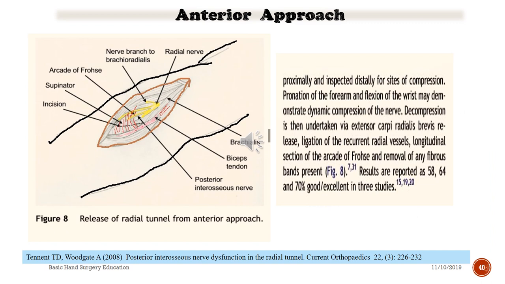Anterior approach. Identify the nerve proximally and inspect it distally for signs of compression. Pronation of the forearm and flexion of the wrist may demonstrate dynamic compression of the nerve. Decompression is then undertaken via the extensor carpi radialis brevis release, ligation of recurrent radial vessels, lobular section of the arcade of Frohse, and removal of any fibrous bands present.